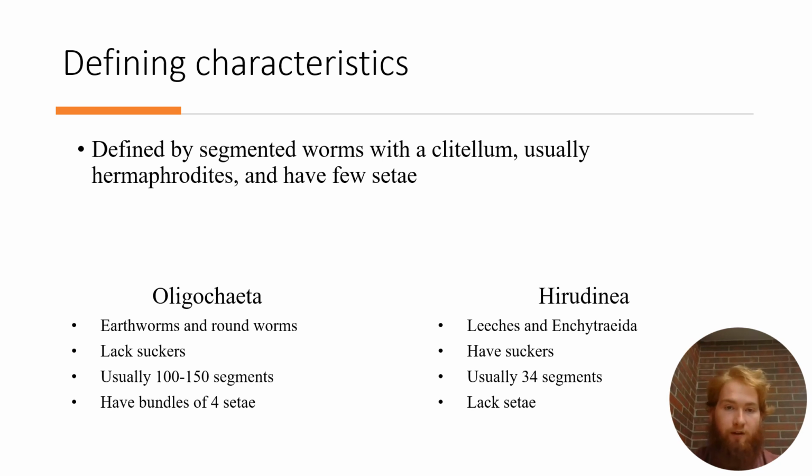Oligochaeta, including the earthworms and the roundworms, lack suckers, usually have between 100 and 150 segments, and have around 4 bundles of setae per segment. Hirudinea include leeches and Entradia. They have suckers, usually around 34 segments, and completely lack setae. That's why they're known as the smooth worms.